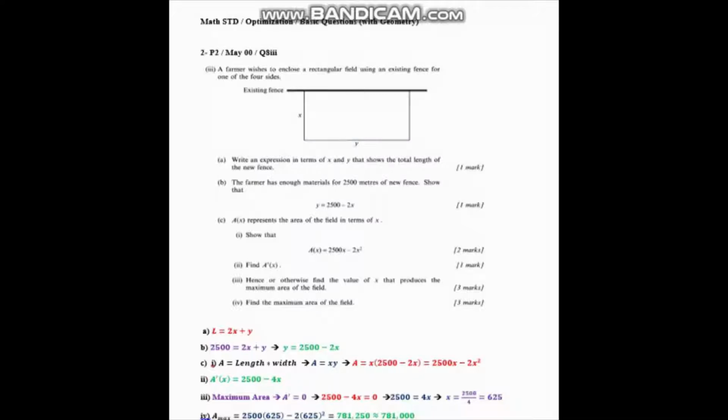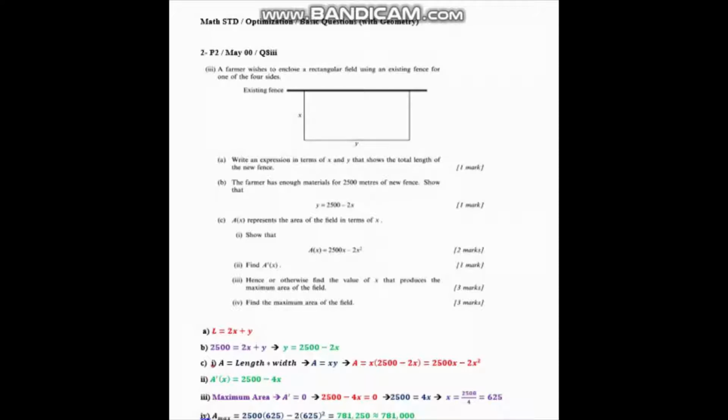In B, we are told the farmer has enough materials for 2,500 meters of new fence. Show this following equation. So since we already have an expression for the fence, we simply equate this expression to 2,500 because this is the amount of material available, and we isolate the y, obtaining the required expression in the question.